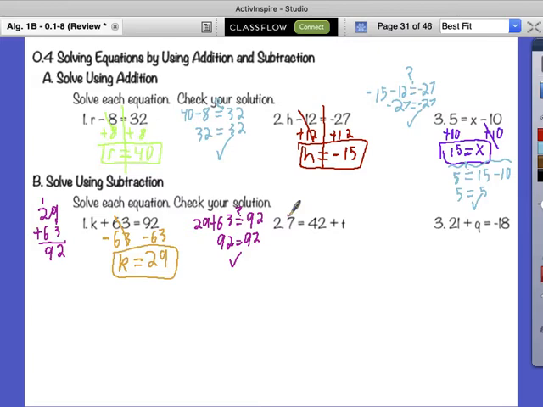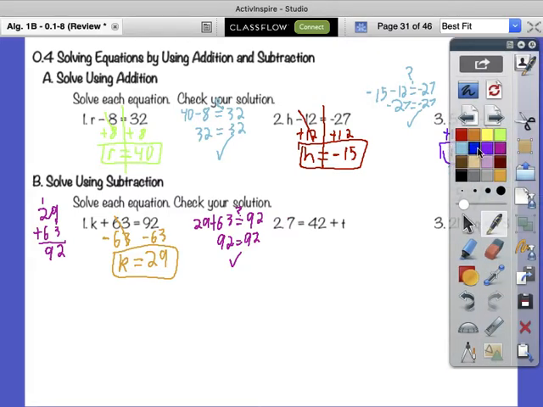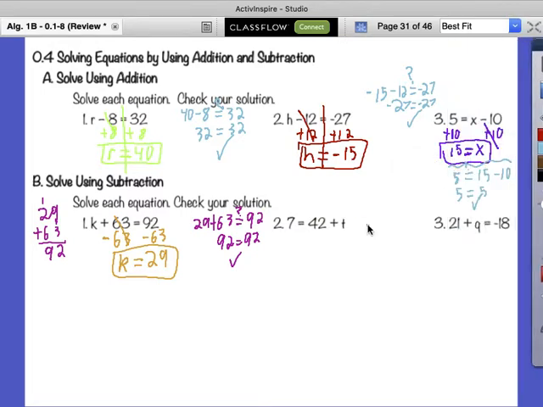We'll talk about that here, okay? So on number 2, let's talk about this one up here. 7 equals 42 plus t. What's going on with our variable? We're doing what with it? It's being added with 42, isn't it? But what we're going to do to fix that is subtraction, okay?